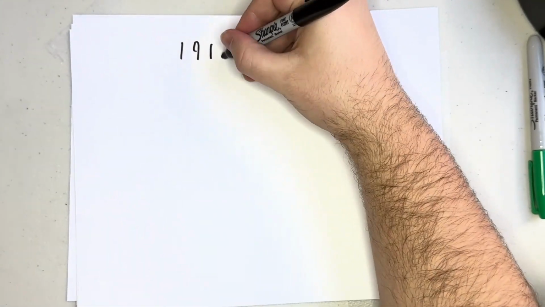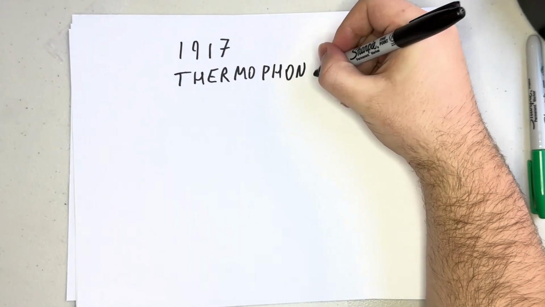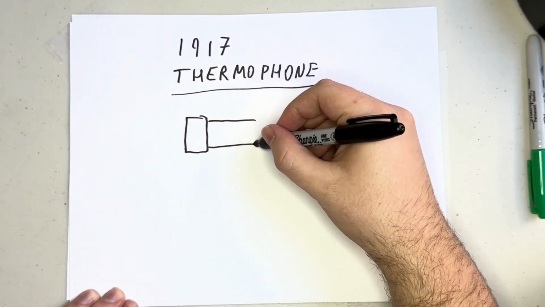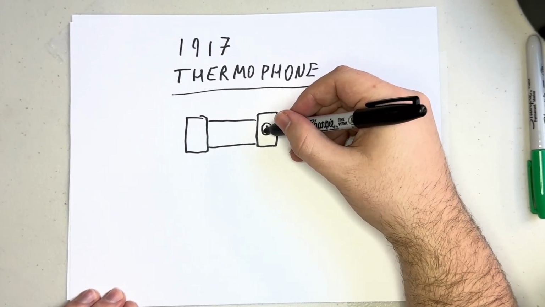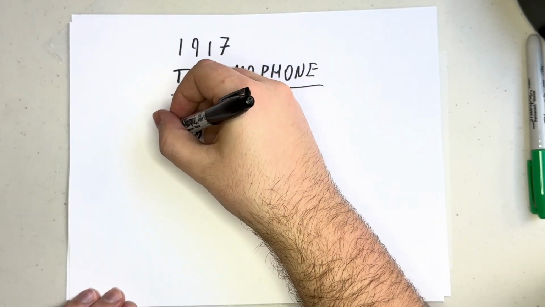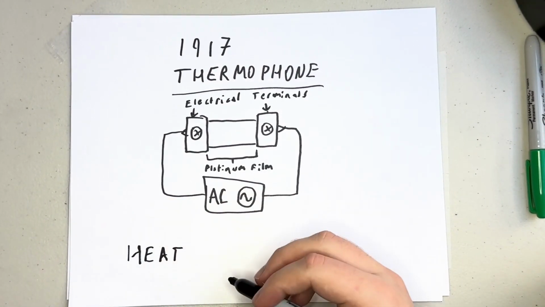One of the earliest explorations of this effect was the 1917 thermophone by Arnold and Crandall. They used a very thin platinum film connected to a pure AC current source and successfully converted heat into sound. It is important to note that this system has no moving parts.